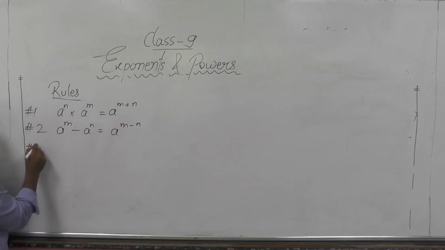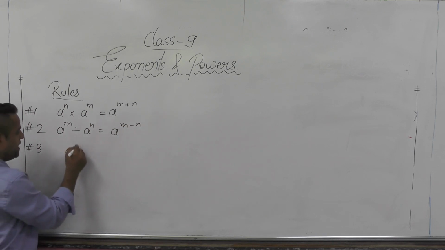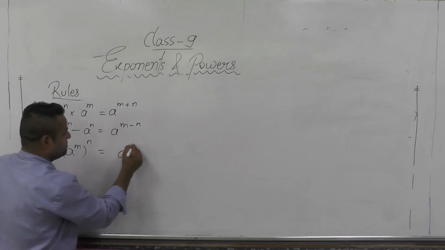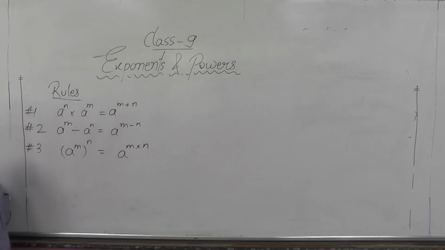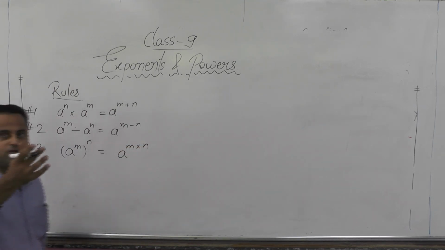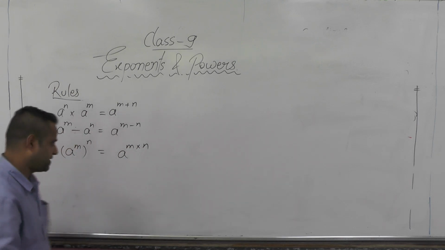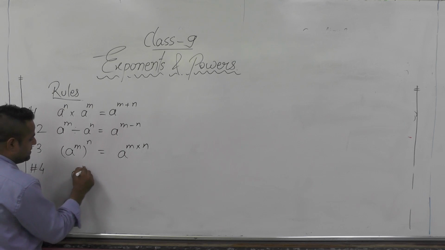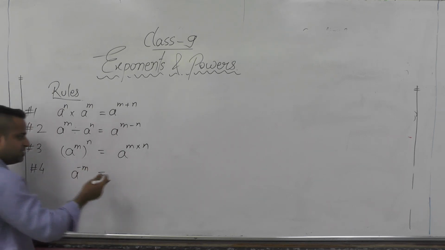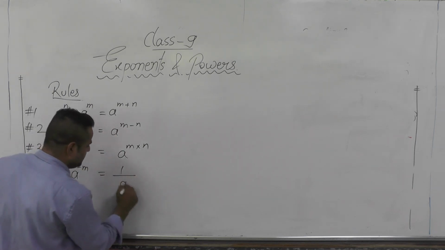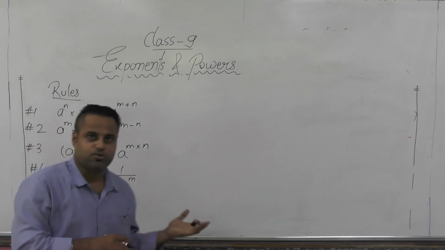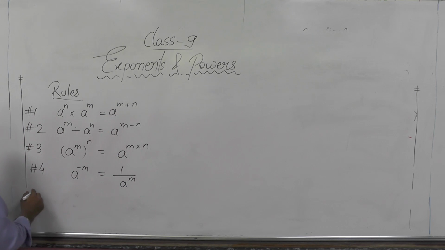Rule number 3 is if a power is raised to a power, then the powers are multiplied. Like 2 to the power 3 whole to the power 2 becomes 2 to the power 6. Rule number 4 is whenever the power is negative, we can take the reciprocal to make it positive and vice versa. We can reverse that rule also.